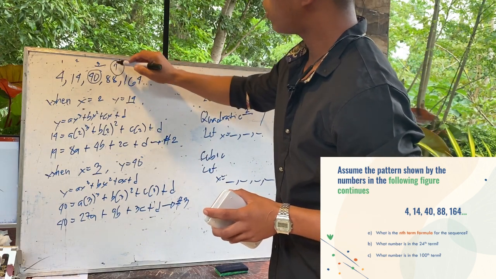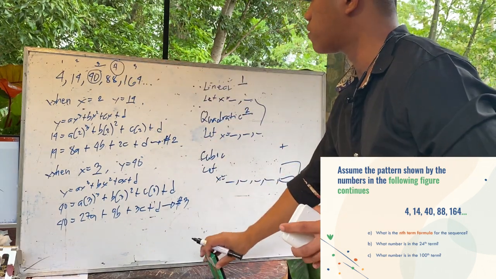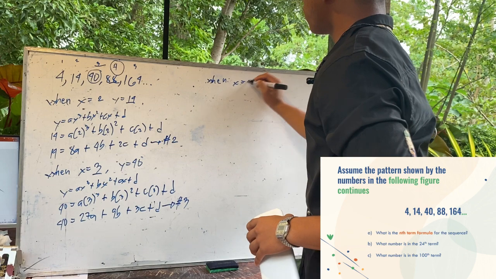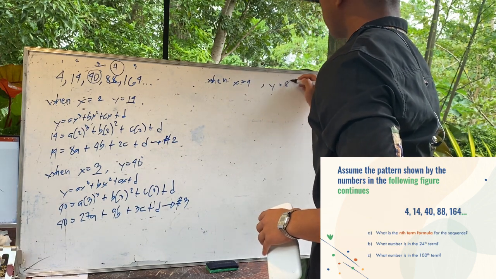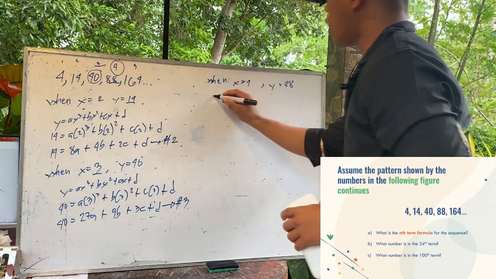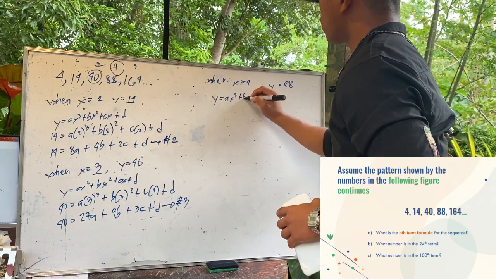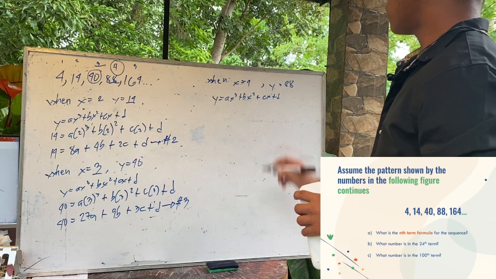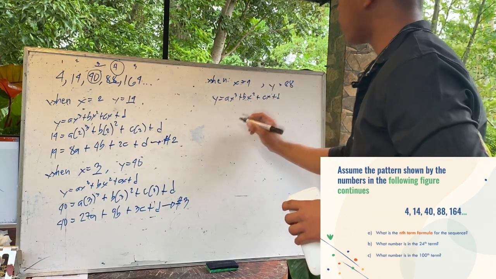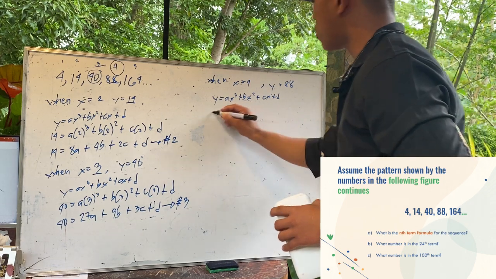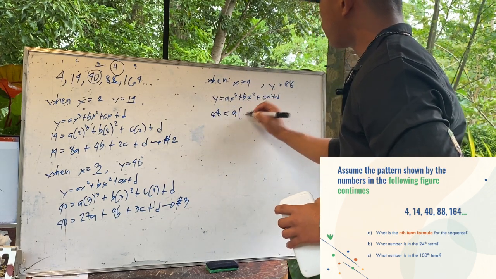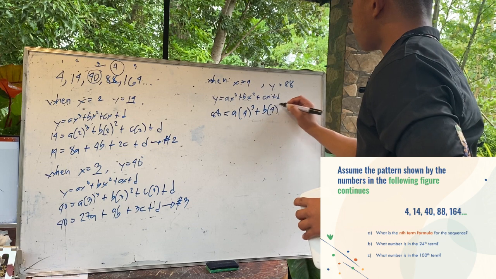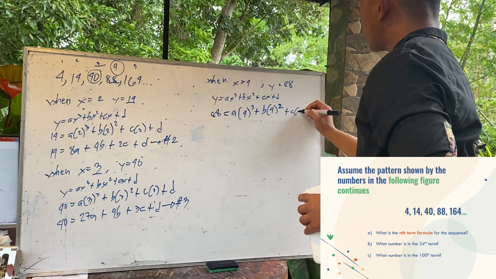So therefore, we include 4, relating when x is 4 and y is 88. Okay, when x is 4, y equals 88. Since the formula is y equals ax cubed plus bx squared plus cx plus d, and the given is x equals 4, substitute, and y equals 88, substitute 88. Since x equals 4, substitute 4.